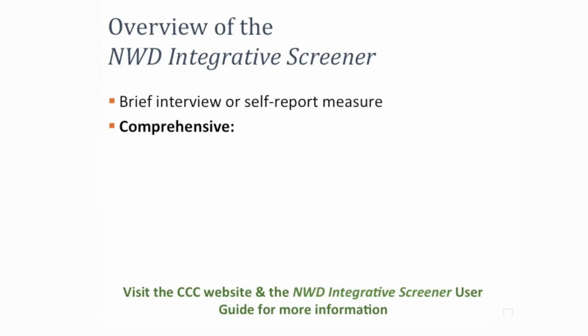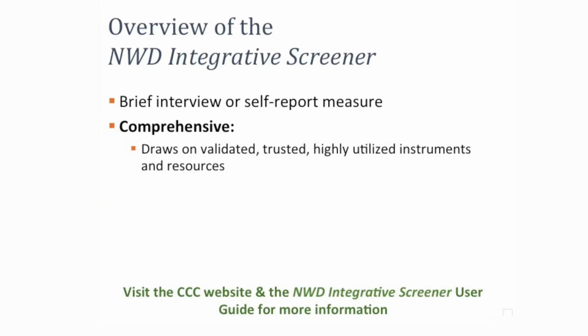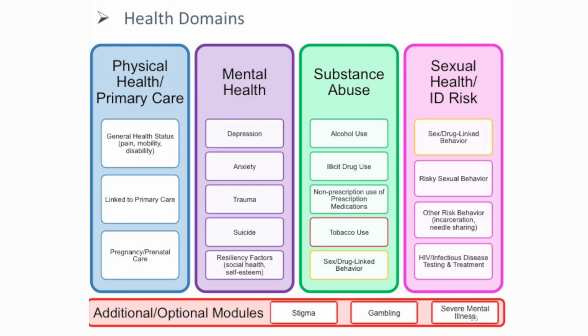It is designed to be comprehensive. What we've done is draw on validated, trusted, highly utilized instruments and resources and try to screen across a number of health domains that seem most critical for your population. The current health domains that we screen for include physical health and primary care, and mental health, and under mental health we talk about depression, anxiety, trauma, and suicidality. So there are screens for all of those.